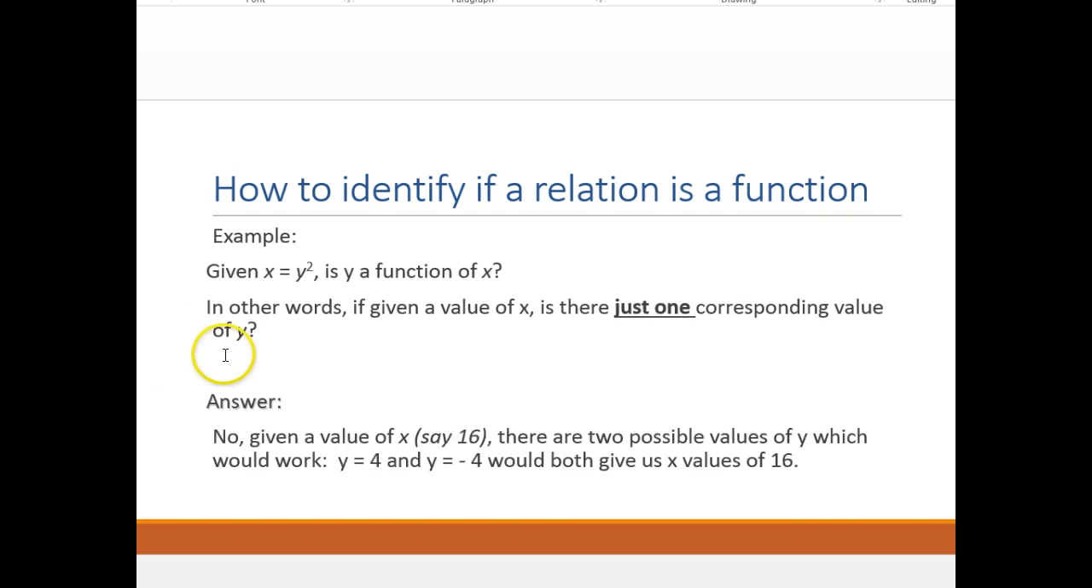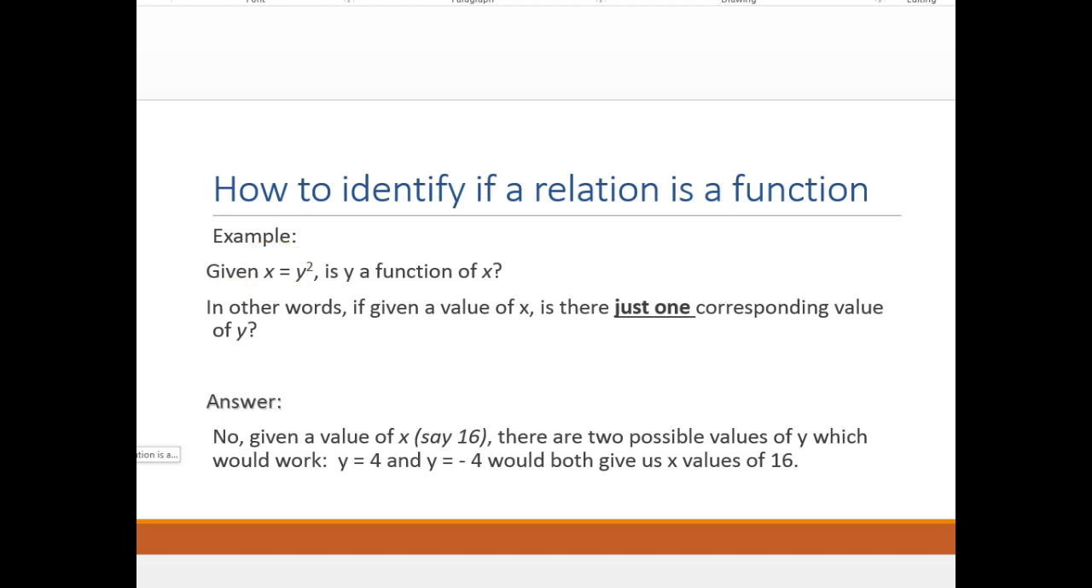Let's look at another example. Given x equals y squared, is y a function of x? In other words, if given a value of x, is there just one corresponding value of y? In this case, the answer is no. Because if I pick a value of x, say 16, there are two possible values of y which would work. Y could be 4 or y could be negative 4, because 16 equals 4 squared and 16 equals negative 4 squared. So therefore, there is not a unique value of y for that given value of x.